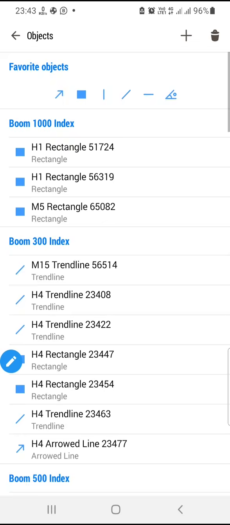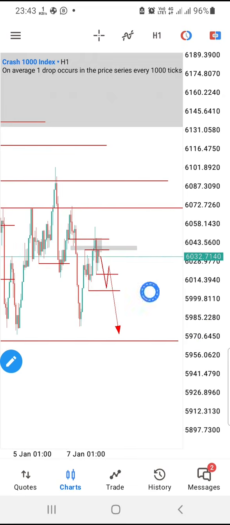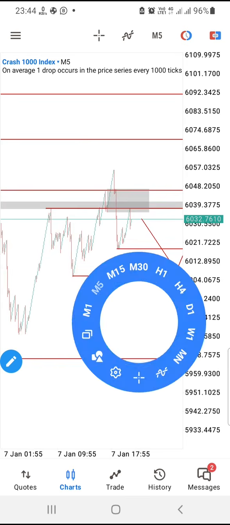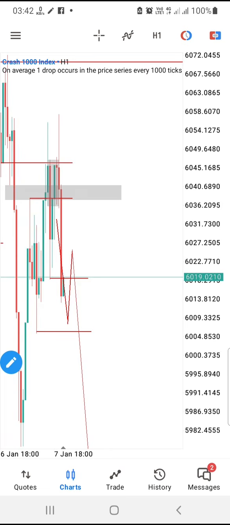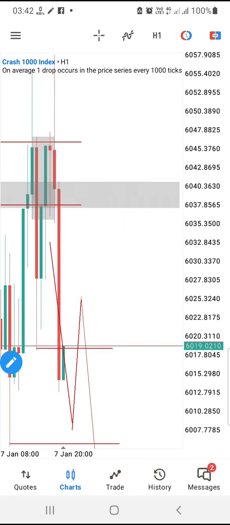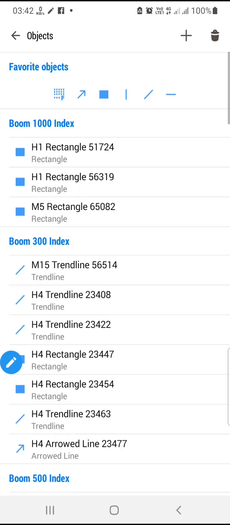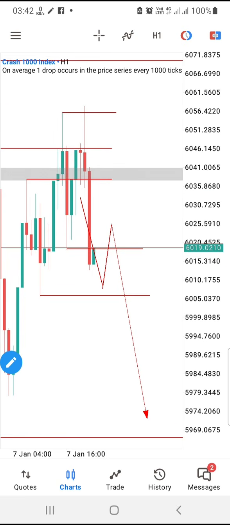So yeah, let me just show you guys what I was predicting at this point, and later on you find out that we were saved. That's why I didn't enter right there. After some time, check out what price did. It went up there. It went up to do what? To wipe. It wiped liquidity. If we had entered there, we would have died.